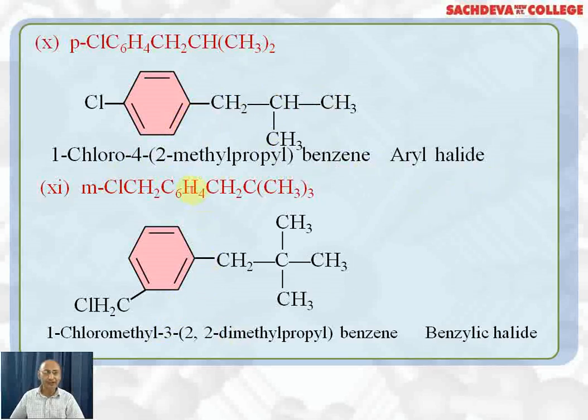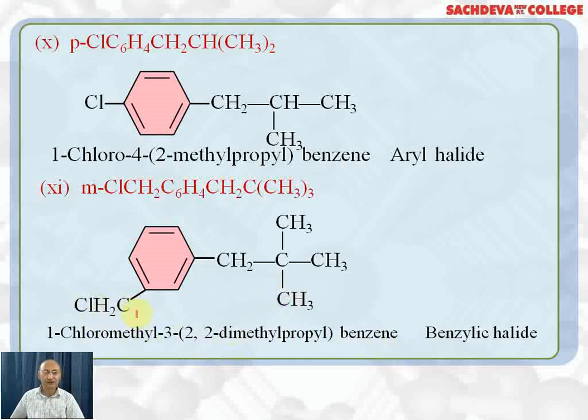Next is also aromatic. C6H4 means benzene ring. CH2Cl at the meta position, CH2Cl at the third position. CH2 here, CH2 here. This carbon is attached to 3-methyl group, 1, 2, 3. Now again the parent is benzene.